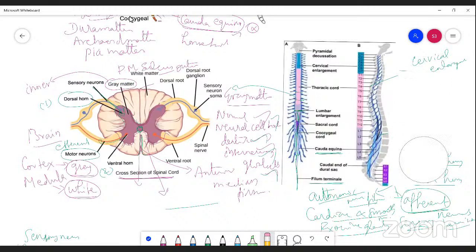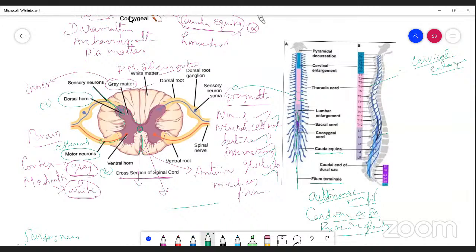In the vertebral column, we can see two enlargements. One is the cervical enlargement. Another one is known as the lumbosacral enlargement. How many enlargements can we see in the vertebral column? Two. One is the cervical enlargement, and the other is the lumbosacral enlargement.